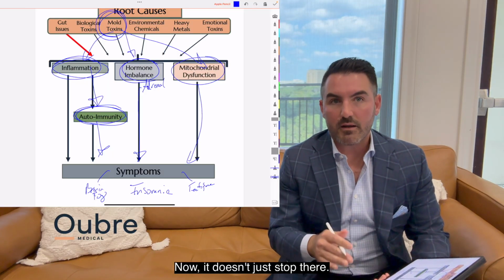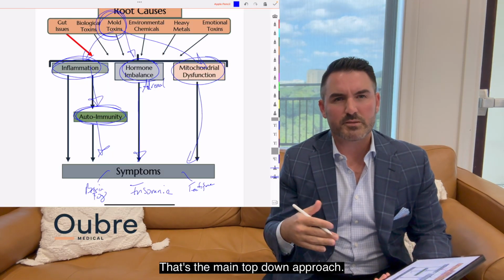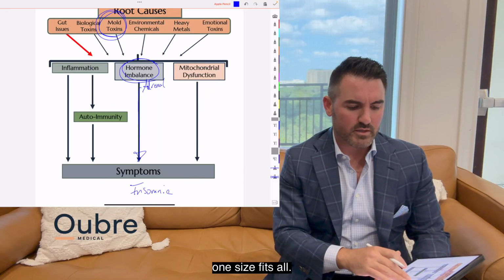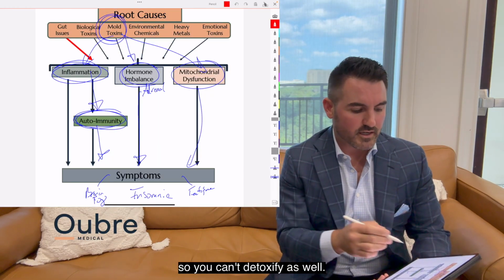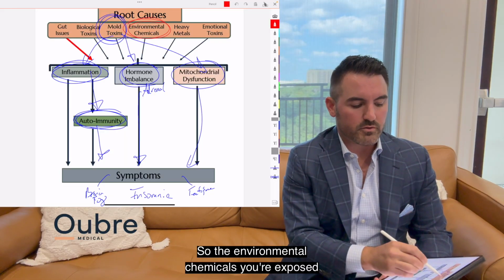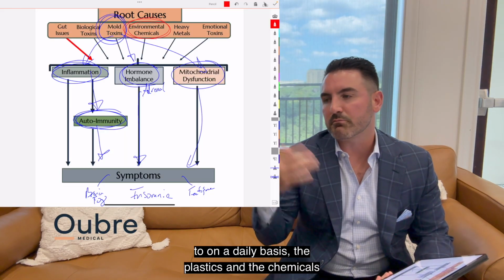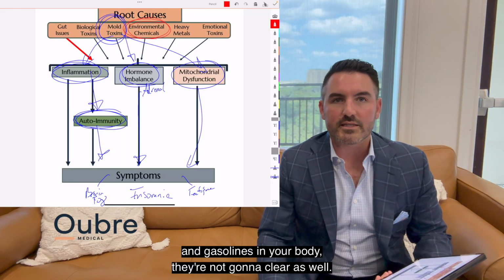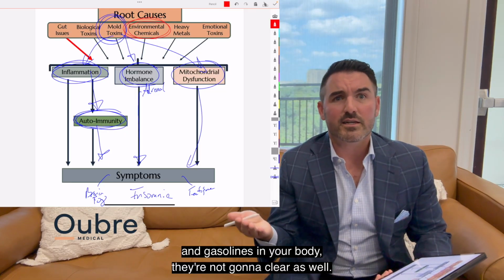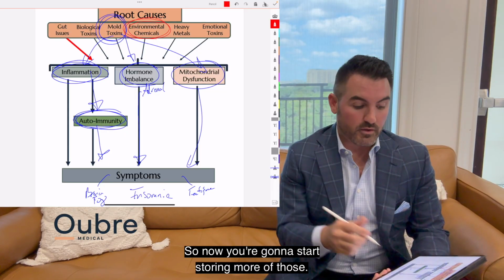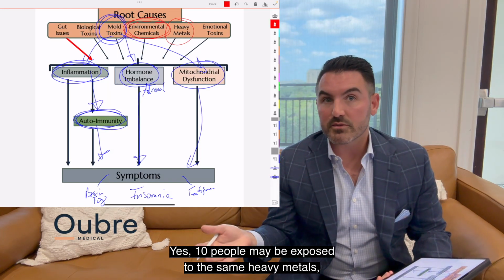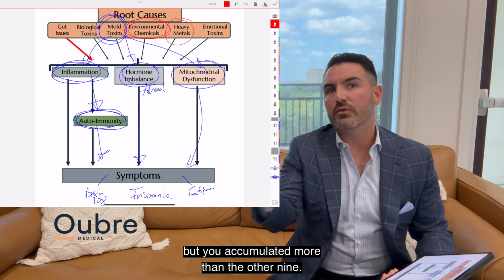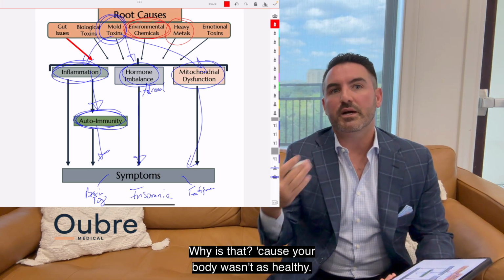Now, it doesn't just stop there. That's the main top-down approach. But remember, this diagram isn't necessarily one-size-fits-all. Now the mold is going to slow down the liver so you can't detoxify as well. So the environmental chemicals you're exposed to on a daily basis, the plastics and the chemicals and gasolines in your body, they're not going to clear as well. So now you're going to start storing more of those. Same with heavy metals. Yes, 10 people may be exposed to the same heavy metals, but you accumulated more than the other 9. Why is that? Because your body wasn't as healthy.